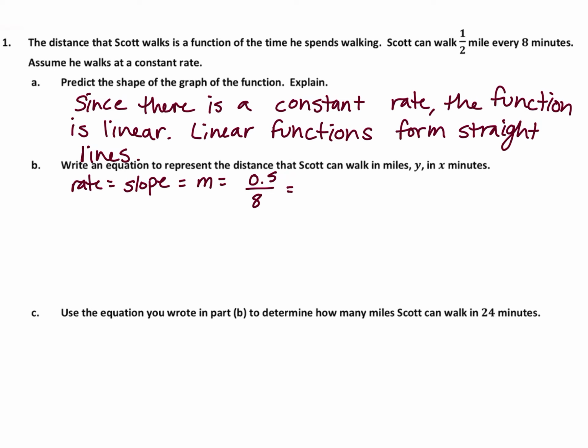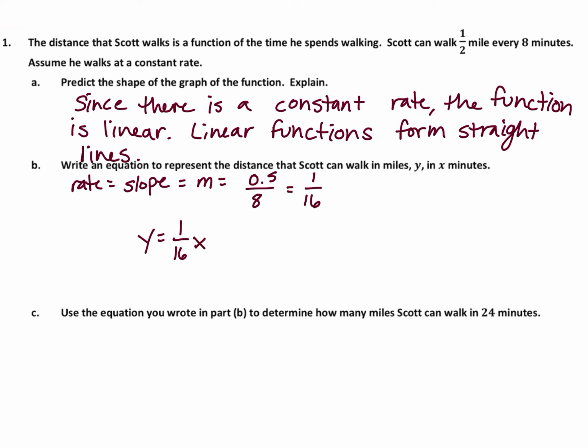If you were to change that, you could multiply the top by 2, which gives you 1, and the bottom by 2, which gives you 16, to help get rid of those decimals. Or you can change that fraction into a decimal all on its own. Now, he doesn't start with any miles already walked, so his b value, or his y-intercept, is just 0. So our equation is y equals 1 over 16x, or you can write the 1 over 16 as a decimal.